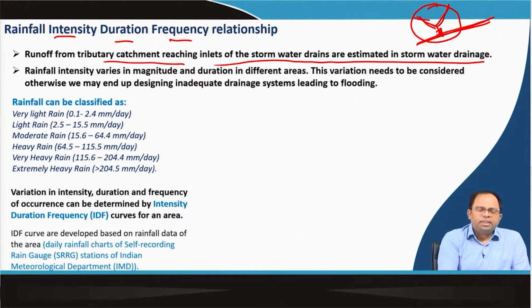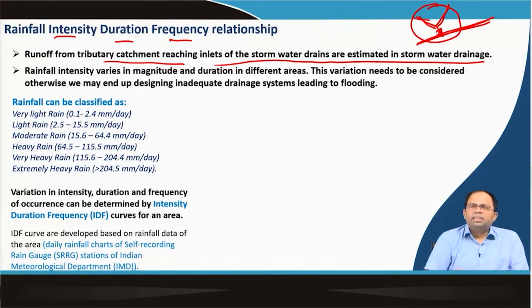So, rainfall intensity also varies in magnitude and duration in different areas. Rainfall does not fall uniformly on a particular area, neither is the intensity uniform throughout the rainfall event, neither is it the same in all the areas. So, this variation needs to be considered, otherwise we may end up designing inadequate drainage systems leading to flooding.